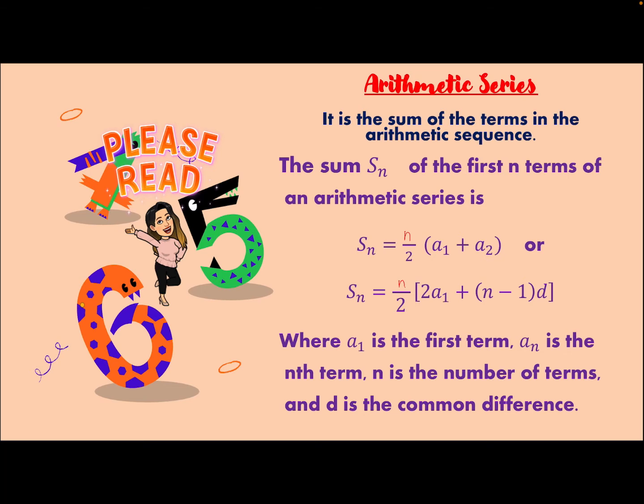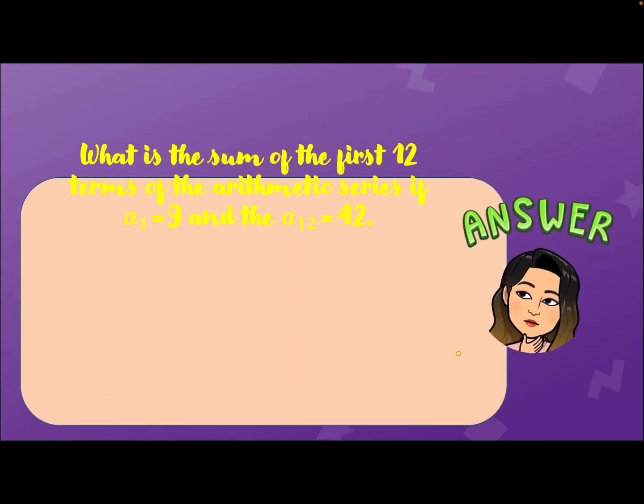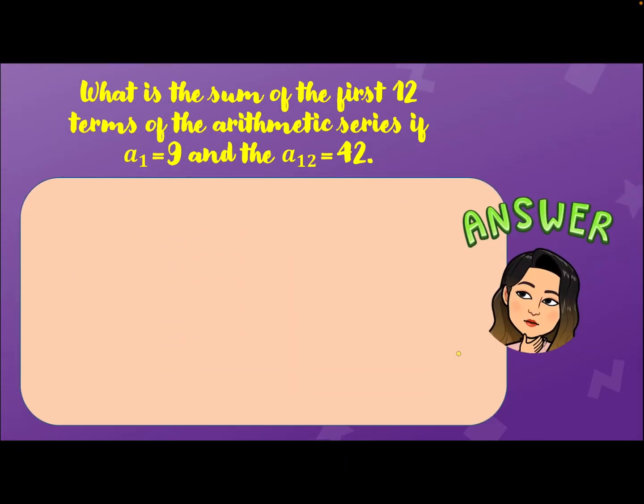Now let's proceed to our first example. What is the sum of the first 12 terms of the arithmetic series if a sub 1 is 9 and a sub 12 is 42? Here, we're just going to use the formula: sum of n is equal to n over 2 times the quantity a sub 1 plus a sub n.